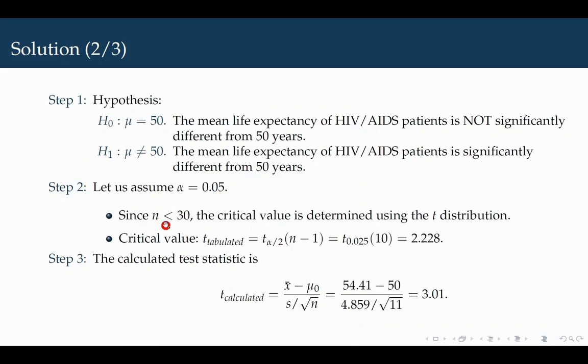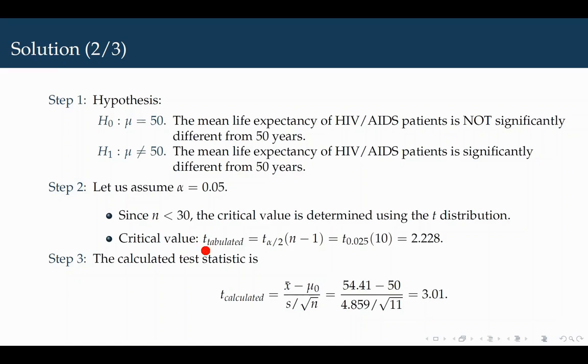And here we have a sample of 11 observations, and the population variance or population standard deviation is not given or is not known. So here the distribution that we are going to utilize is the t distribution. So the distribution is t distribution. Based on this t distribution, we have to obtain the tabulated value.